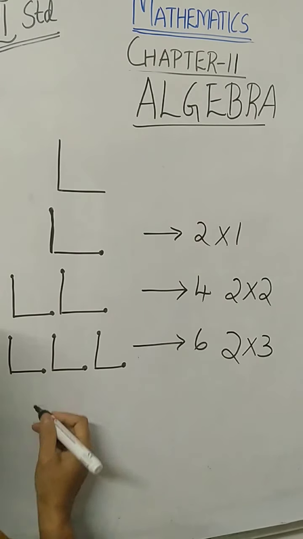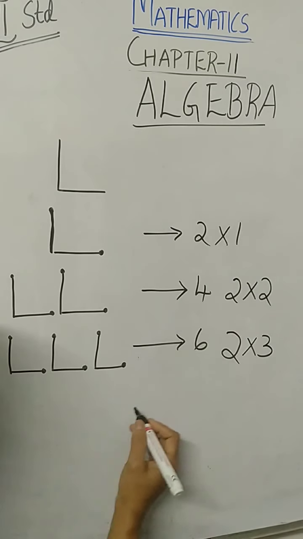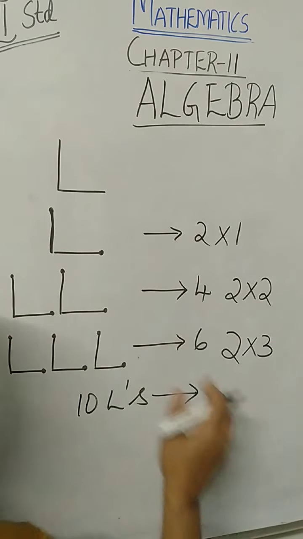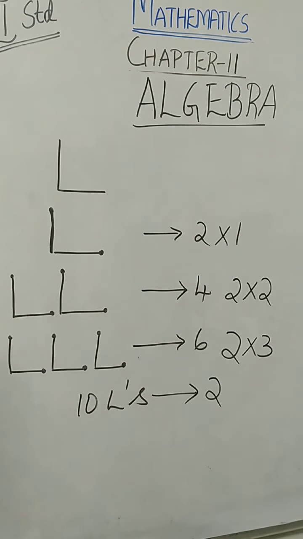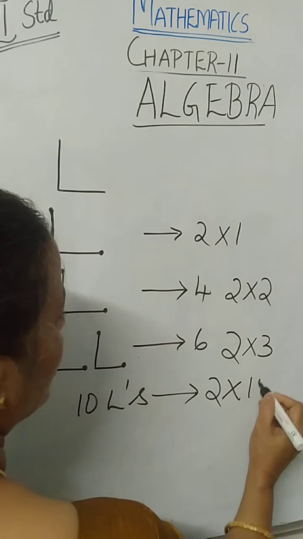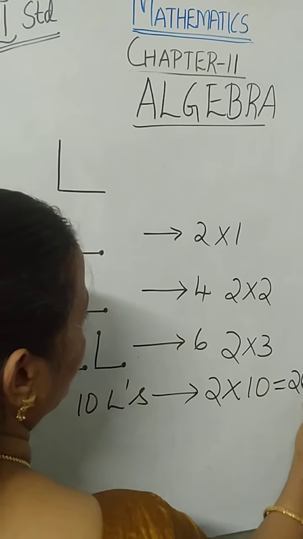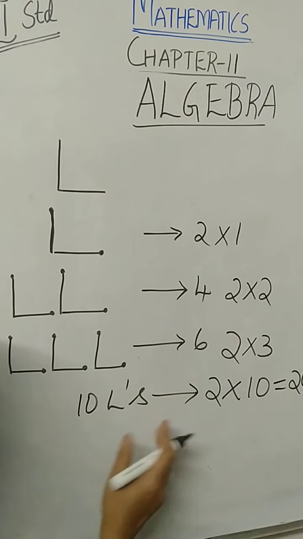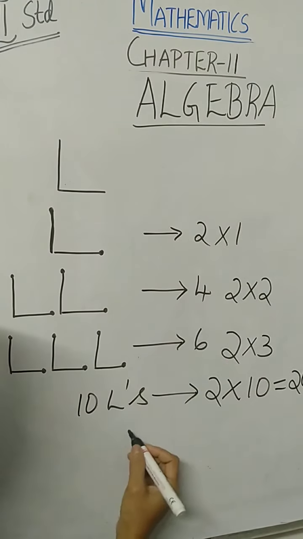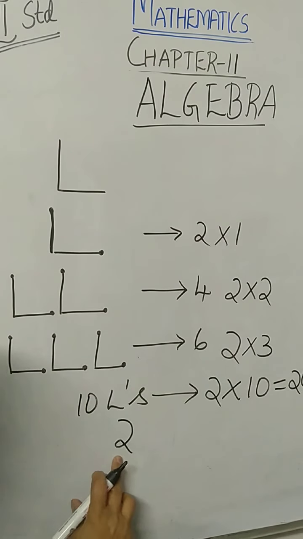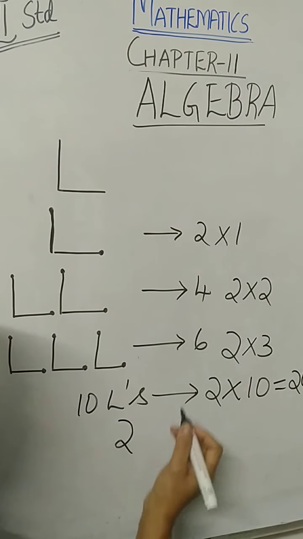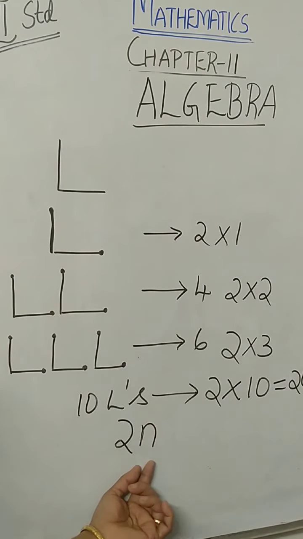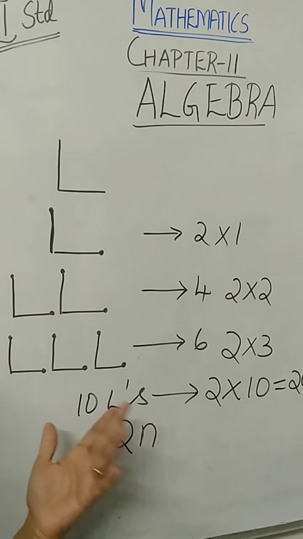Now similarly, suppose you have to make 10 L's. How many matchsticks do you need? Basically, to make 1 you need 2, so 2 is multiplied by 10. That is, we need 20 matchsticks. So here we can keep this 2 as the common one, that is, to make 1 L we need 2. How many L's we need? Let it be some N or X, whatever it is, N. What is this N? N can be 2 or 3 or 10 or 15 or whatever it is.